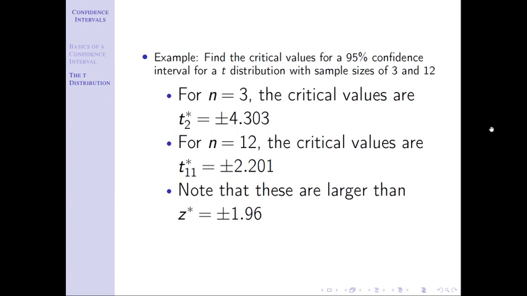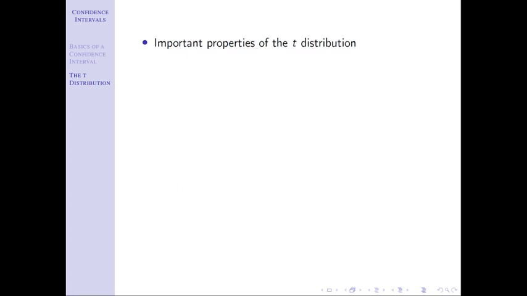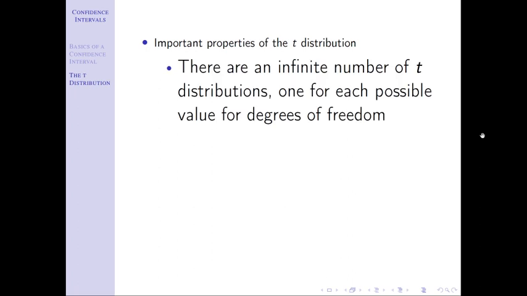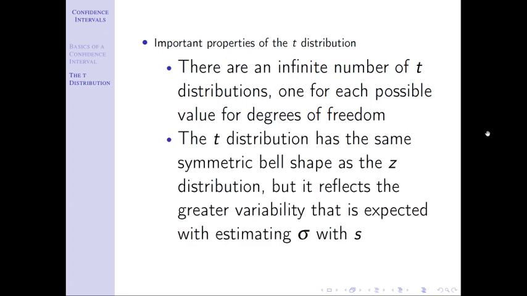So, some important properties of the t-distribution. All of these things we've kind of covered to some extent. I just want to make sure they're all formally written down. The first one: there are an infinite number of t-distributions, one for each possible value of degrees of freedom. The t-distribution is a normal curve. It's the same symmetric bell shape as the z. I'm just saying that in different words to make sure we're all on the same page. The t and the z are both normal distributions. They're both symmetric and shaped like a bell.